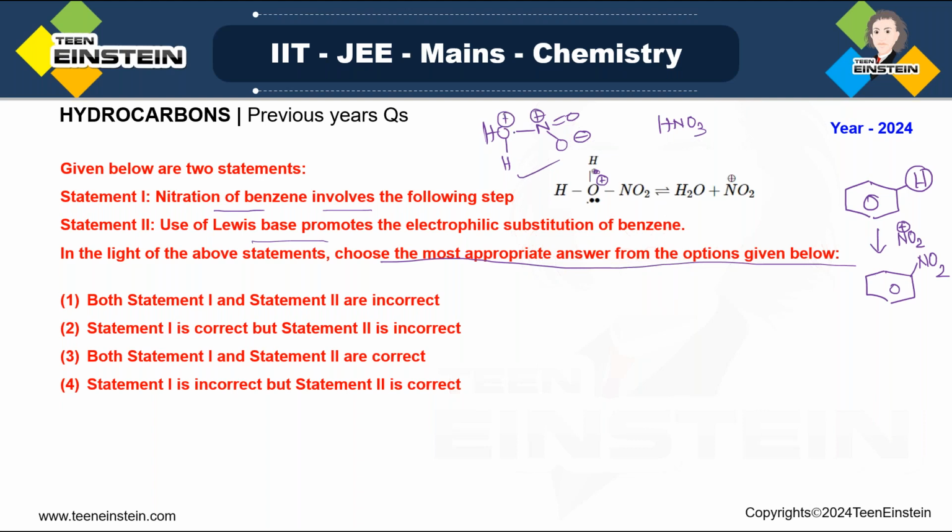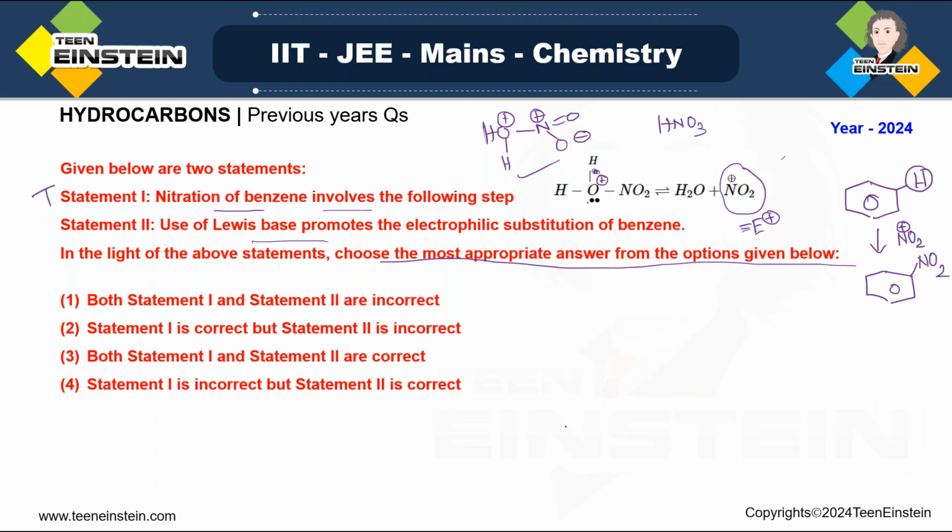And where is this hydrogen, that is H plus, coming from? That is coming from H2SO4. So this is the first step where this electrophile is generated. This is our electrophile. It is equivalent to E plus. E plus means electrophile. Now this statement is actually true because that is the first step that occurs. So it involves the following step. This will be a true statement.